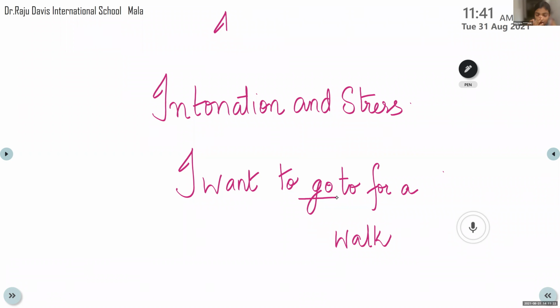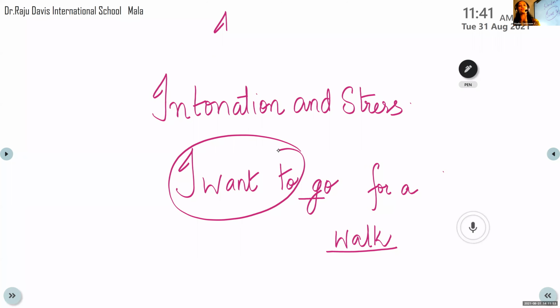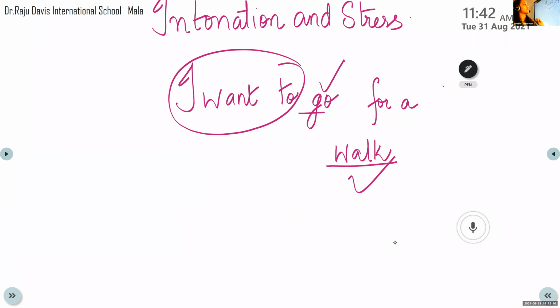Excuse me, ma'am. Yes? After go, there is no two. Oh, sorry. I want to go. I want to go for a walk. Okay? I'm just going to stress on these two. So I'll say, I want to go for a walk. So these three, instead of saying I want to, I will say I want to go for a walk. So my I want to is going to be combined. I'm going to squish it together. I'm going to squeeze it together. I want to. I want to go for a walk. So only my go and my walk is clear for you. The rest of it is squished.